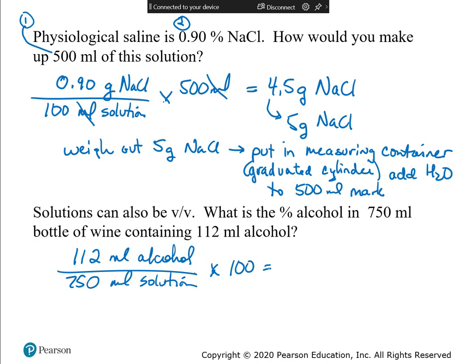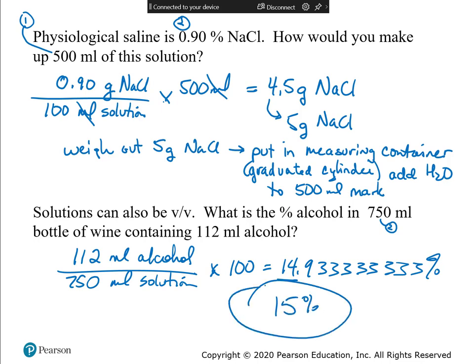So multiplying that by 100, I get 14.9333333%. What would I round that to? See, 750 has 2 significant figures, 112 has 3 significant figures, but I'm going to end up rounding because of 2 significant figures. The 1 and the 4 stay. The next number is a 9, which causes it to round up. So that would be 15% alcohol by volume.